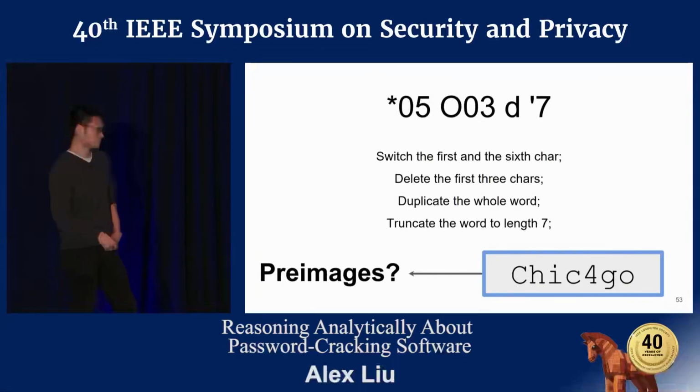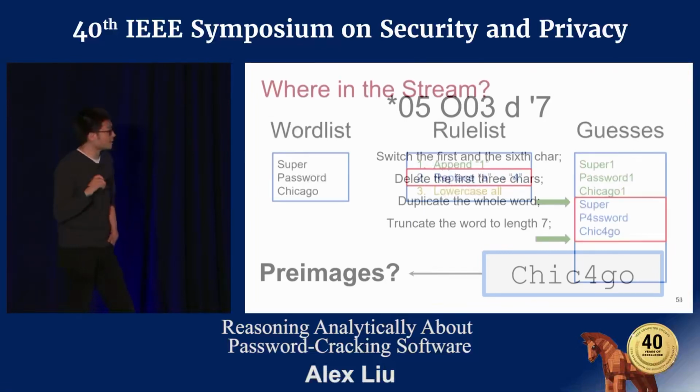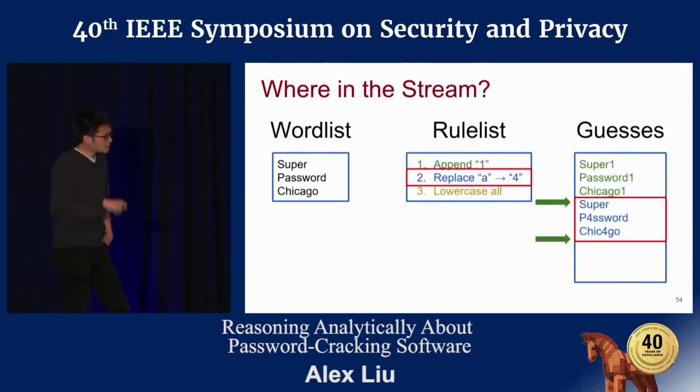Well, our tool knows. And in fact, we're able to support the majority, but not all, of the transformations. And we can deal with arbitrary composition. So what we did is that we introduced some intermediate data structure to represent the results efficiently. And next, now we know which word and which rule would guess the password.